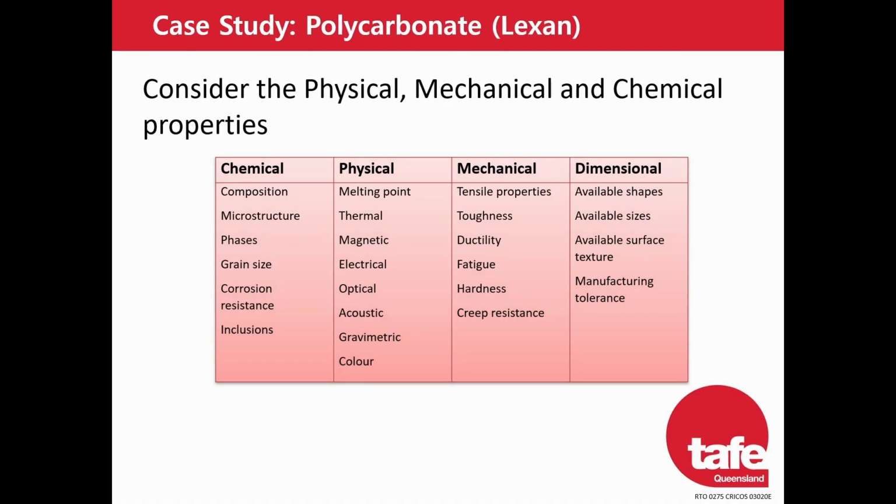We've identified that the manufacturer has selected polycarbonate for the protective window on the CNC. Next, I'd like to explore the reasons for that. So we'll start with the physical properties that are favourable in this application.